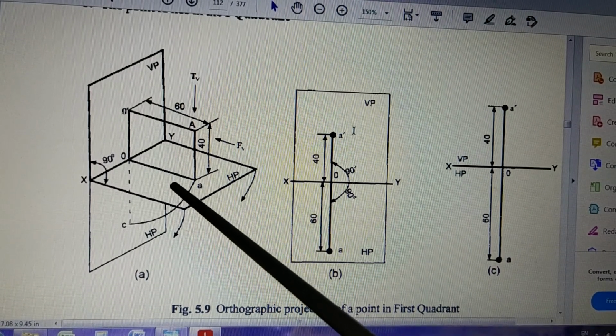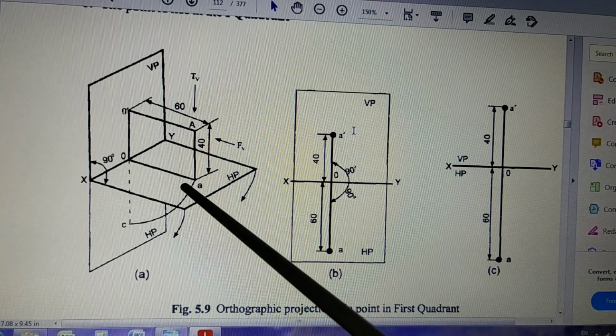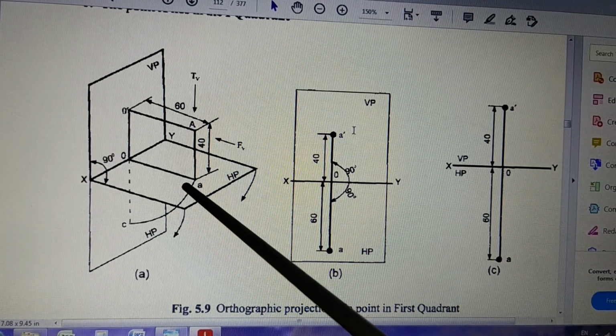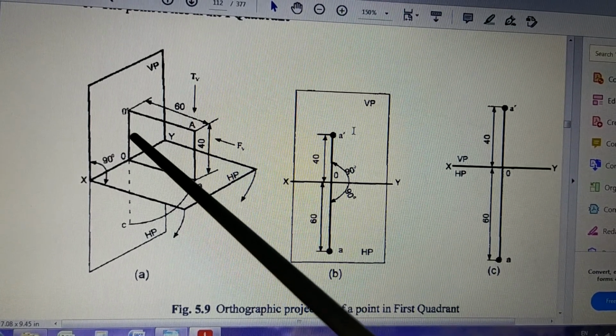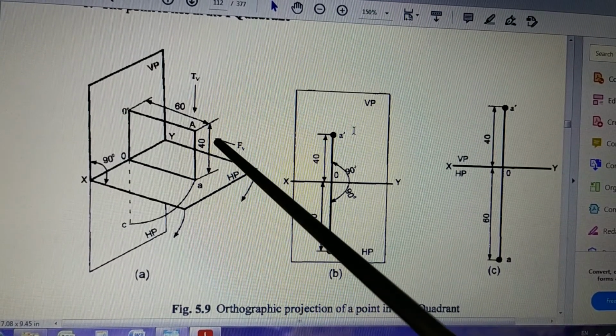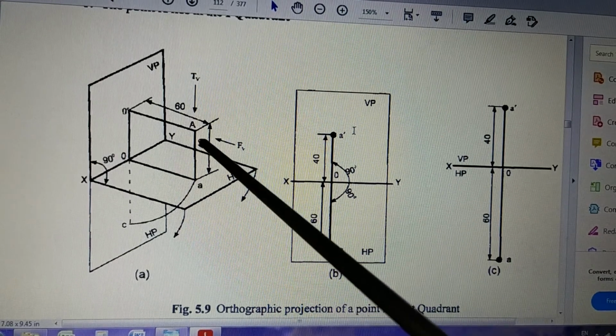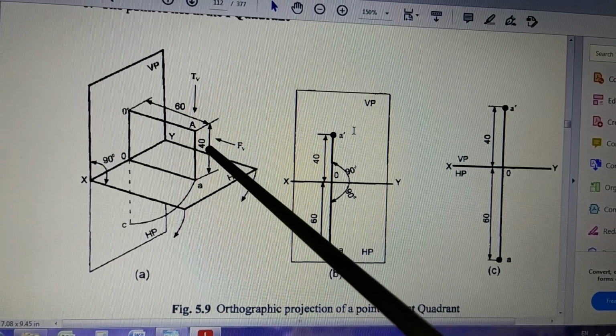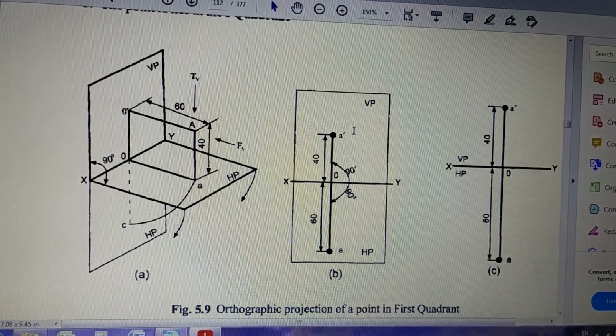Now what we are going to learn is what happens to the pyramid if it is put in HP, what is its top view, and what is its front view. Then we also see what happens if it is inclined. If you rotate it and make it inclined, how will it be seen. That is what we are going to learn.